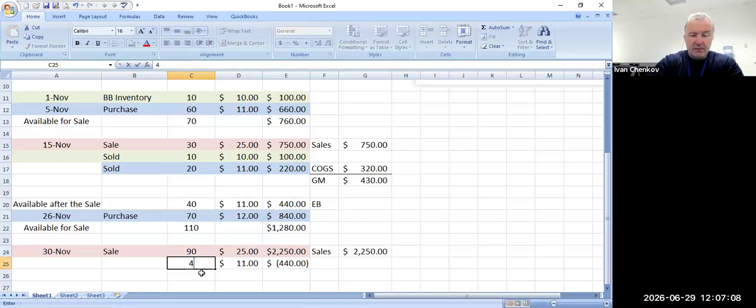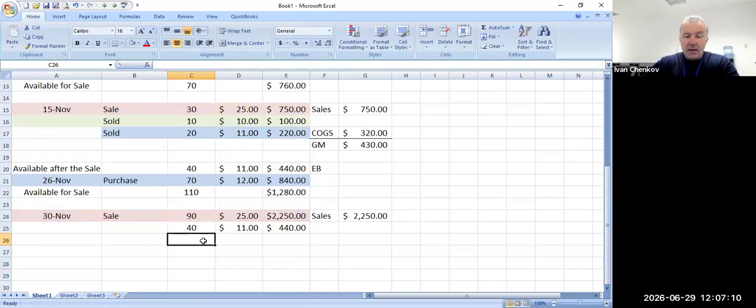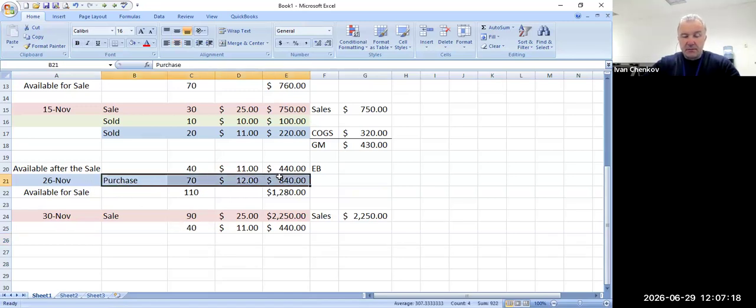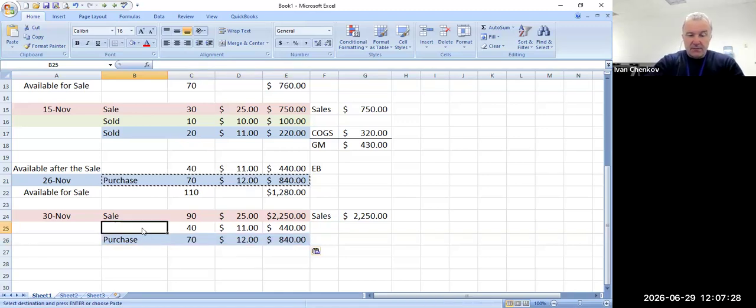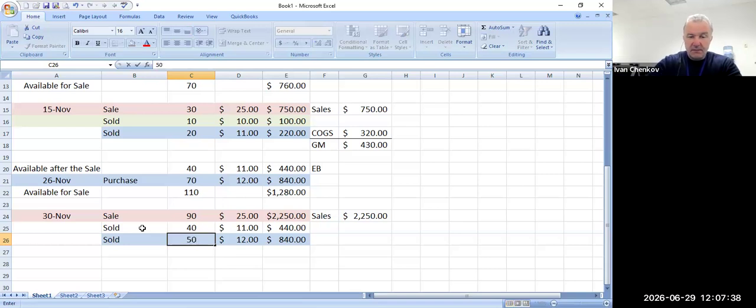Right, that will be 40. After that, I need 50 more. From where am I going to get it? I'm going to get it from the purchase that I made on November 25th, 26th. So I sold 40, and I sold another 50. That makes it 90, correct? So now the question is, how much is the cost of those 90 that I sold?